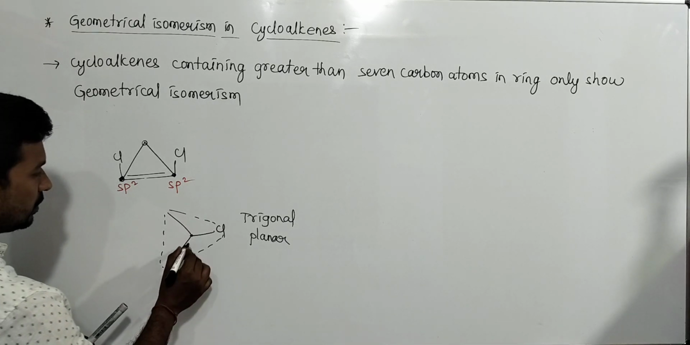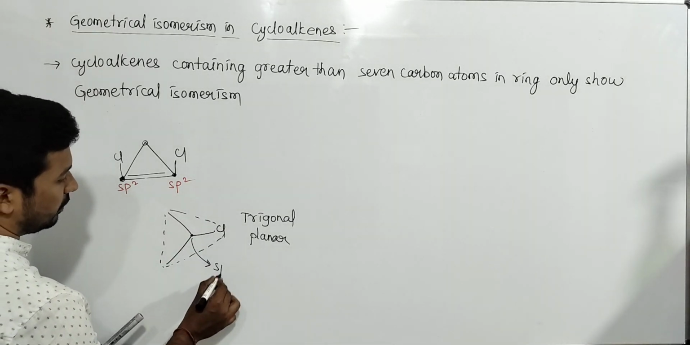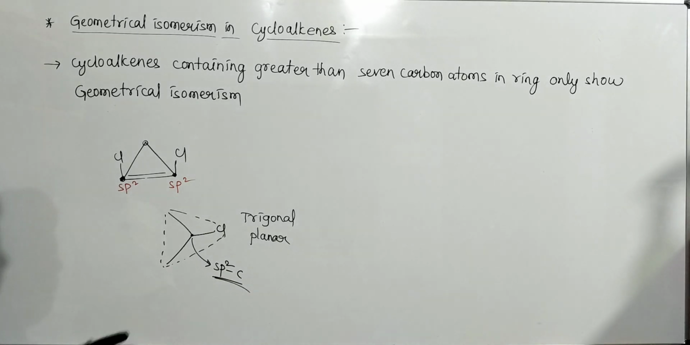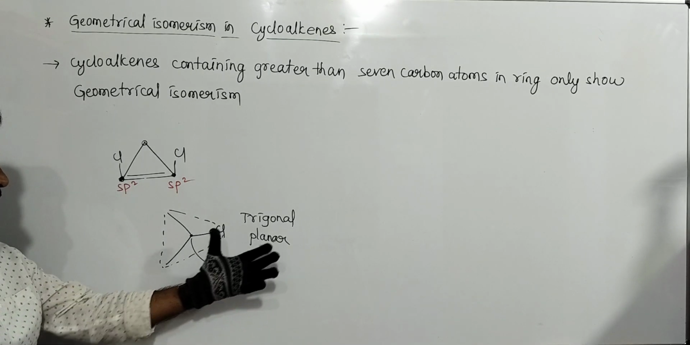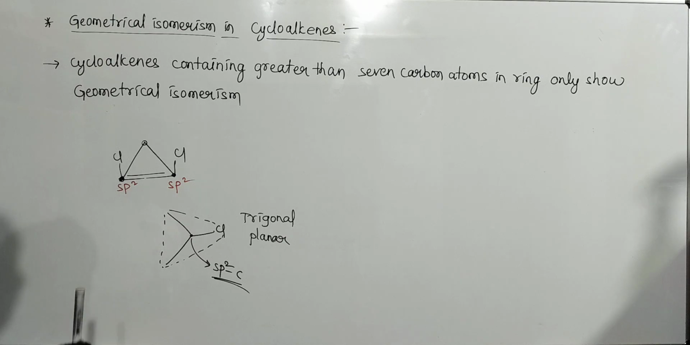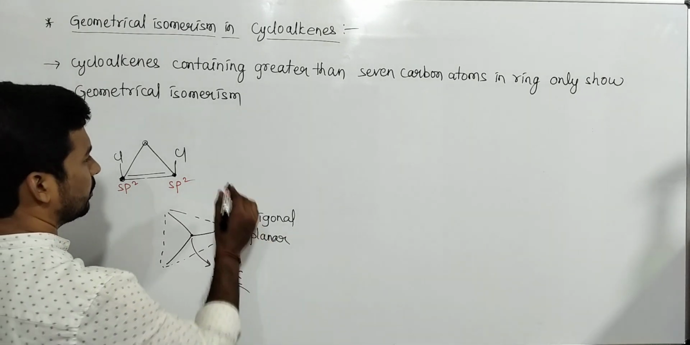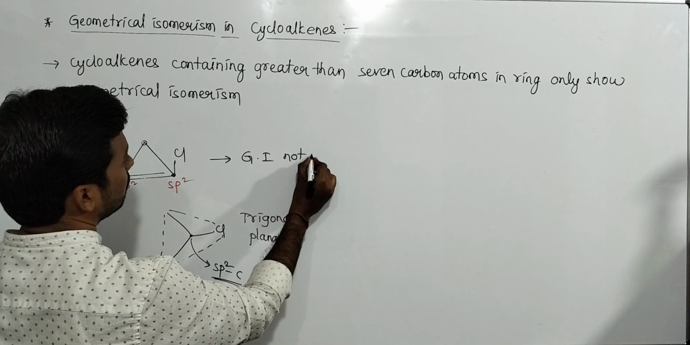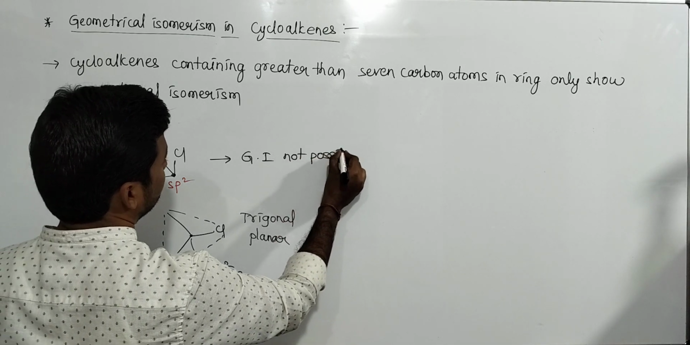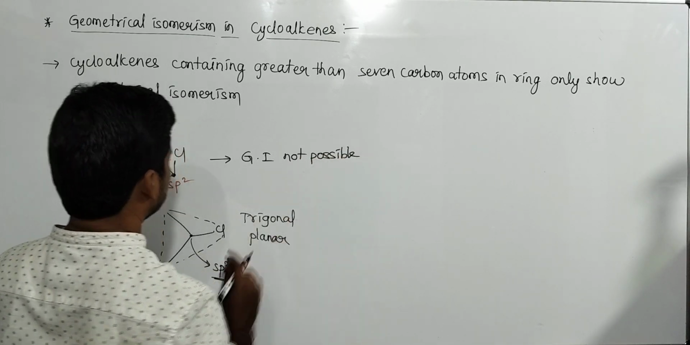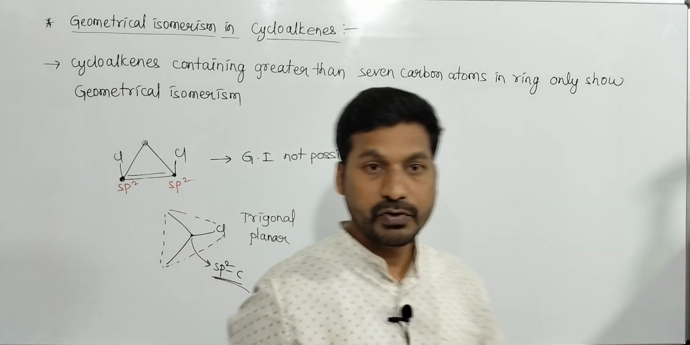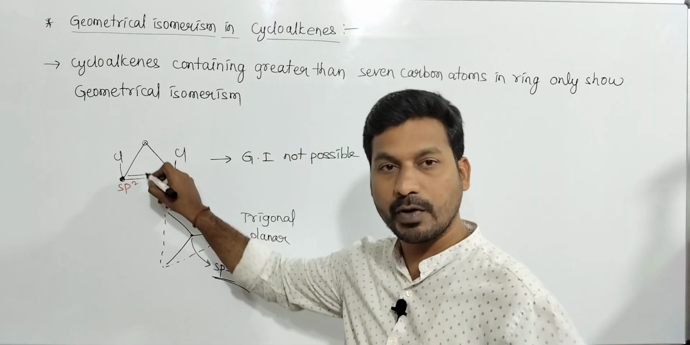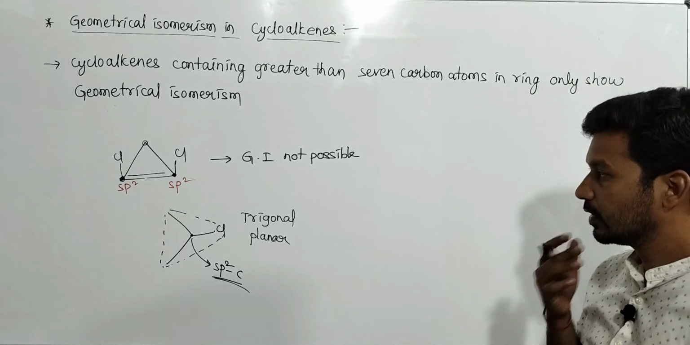sp2 carbon, which hybridization? sp2 carbon, which shape? Trigonal planar arrangement. Even cyclobutane, geometrical isomerism is not possible. If you take a double bond, there are no hydrogens.